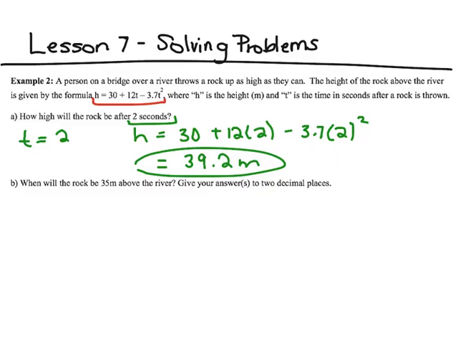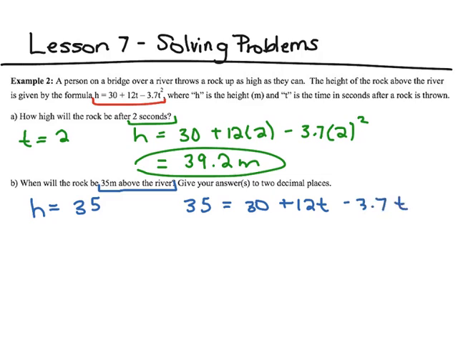We want to figure out when the rock will be 35 meters above the river. So that means our h is 35. This is a little bit different because we are looking for t, and we have a t that is squared. So we need to move everything to one side and then factor or use the quadratic formula. Because there are decimals and because it's a word problem asking us to find it to 2 decimal places, you're going to use the quadratic formula. First we're going to minus 35 from both sides. So we have 0 is equal to negative 5 plus 12t minus 3.7t squared.